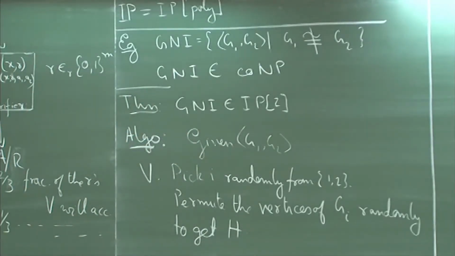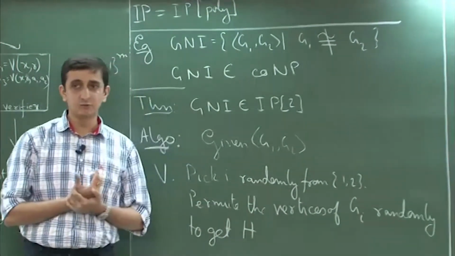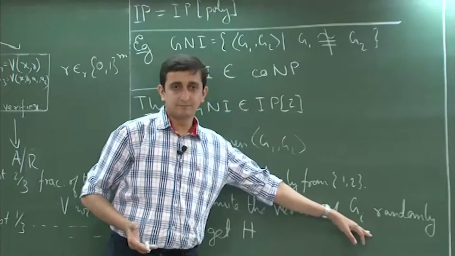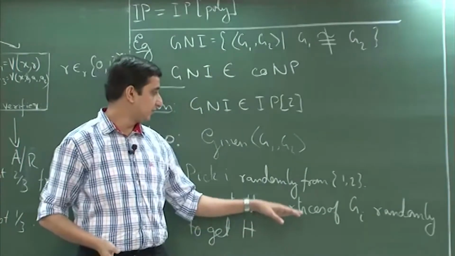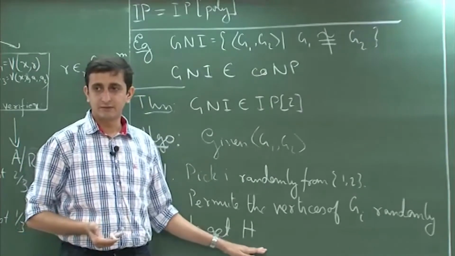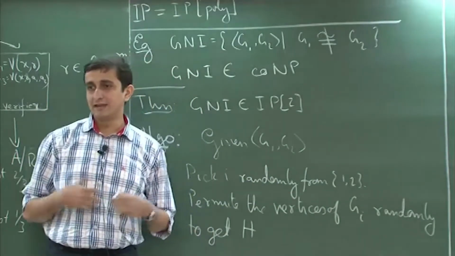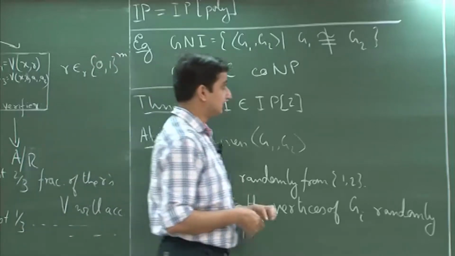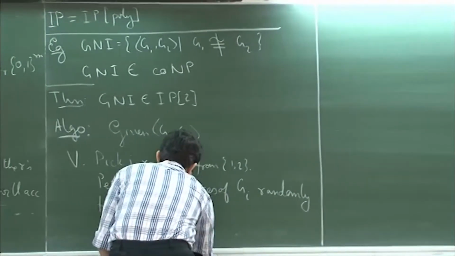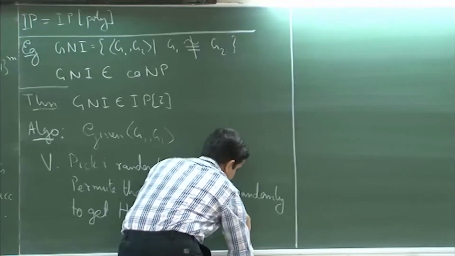Okay. So, what the verifier does is it tosses a coin. Suppose if it is head, it will choose I to be 1, and if it is tail, it will choose I to be 2, and then depending on what I is, it will permute the vertices of G_I. So, if it comes out head, it will permute the vertices of G1, otherwise it will permute the vertices of G2 to get a graph H. Okay. So, clearly H is isomorphic to G_I, since it is just permuting the labels of the vertices of G_I, and then it sends H to the prover.